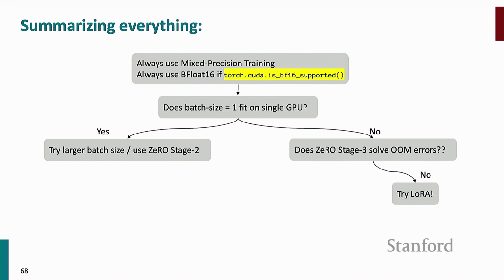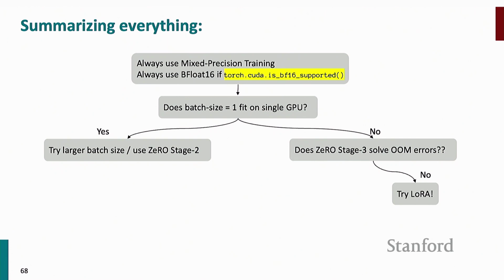So always use mixed precision training. If you have the newer Ampere architectures, use bfloat16. Try with a batch size of 1. If batch size 1 fits, try a larger batch size, and then always just use ZeRO stage 2. If batch size 1 doesn't fit, try ZeRO stage 3. Maybe try gradient checkpointing, activation checkpointing.